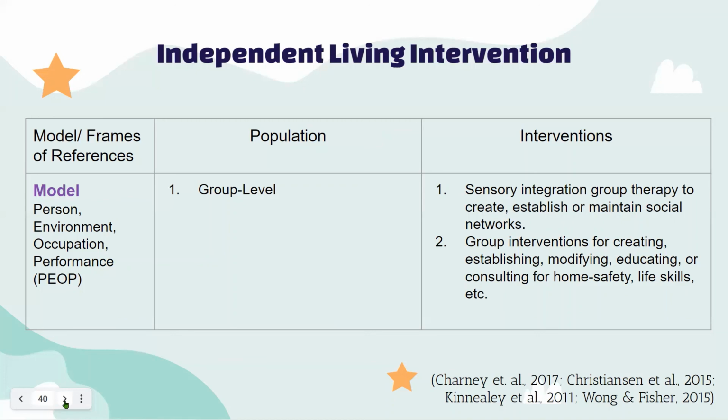Kinnealey et al. in 2011 identified that sensory over-responsiveness in people with ASD ages 18 to 40 was correlated with low perceived social supports. Another article by Charney et al. in 2017 identified that sensory integration in group settings for children with ASD was beneficial to improving social skills. The evidence from these articles supports that combining sensory integration interventions for adolescents in group settings could increase their perceived social supports and improve social skills for adaptation to independent living.